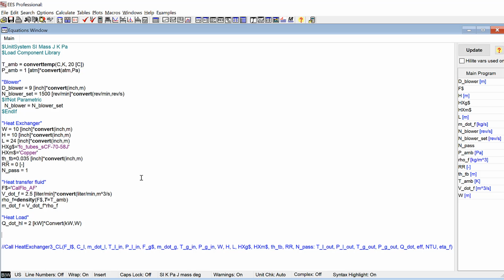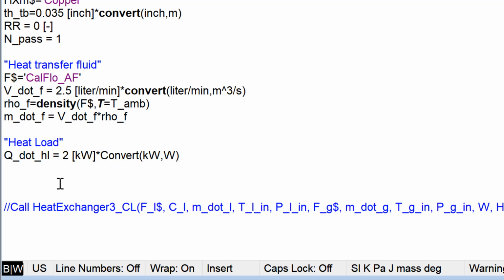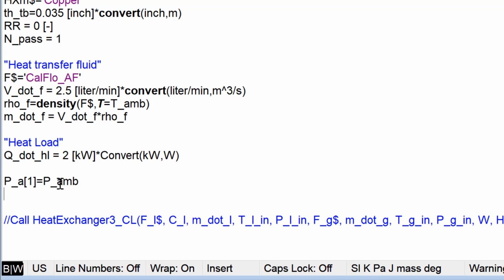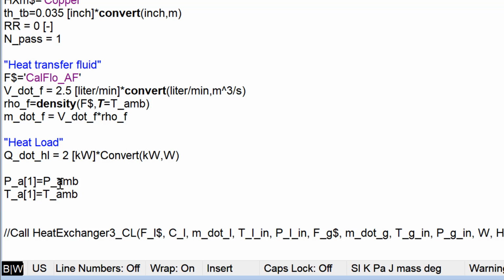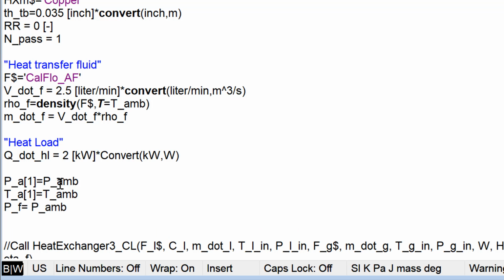So let's think about the process. What I'm going to do, I think, is initially specify the states that I know. So the states that I know are the state of the air coming in, that's P ambient. I know the state of the air coming in is also at T ambient. That's what I'm pulling in from the atmosphere. And I'm going to assume that the fluid is at least near ambient pressure as well.